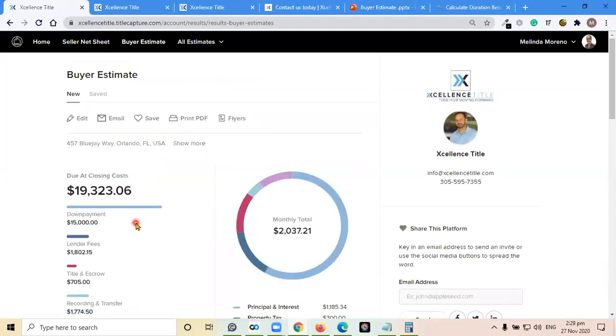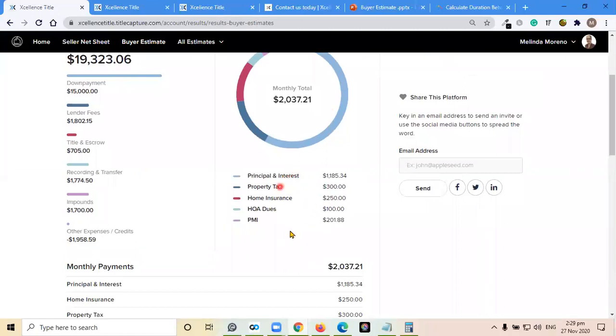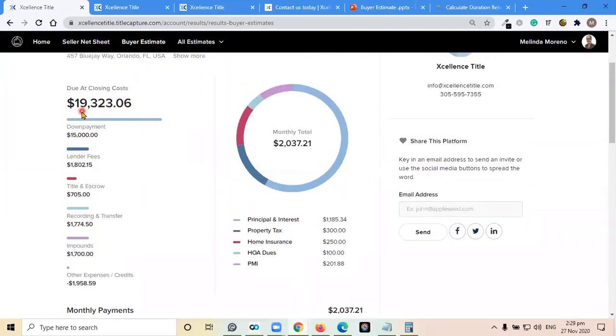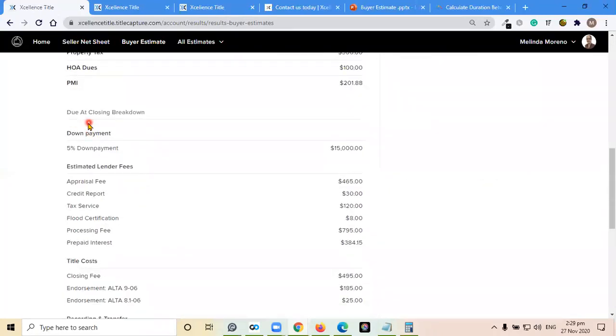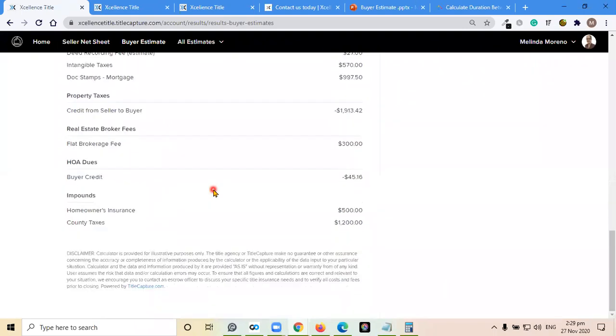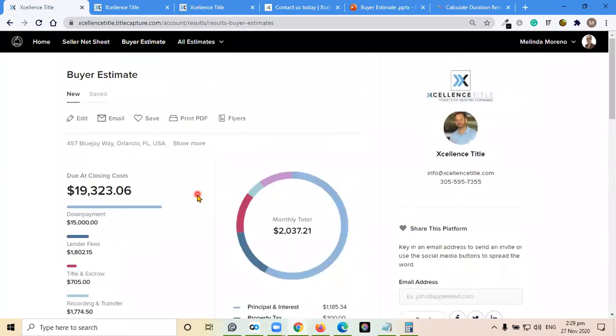All right, so now this is the amount that the buyer would pay at closing. And this is the monthly total amount. This is the breakdown right here for this amount. And the breakdown for this amount right here would be down here where it says due at closing breakdown. All right, so that is how easy it is to create a buyer estimate, guys.